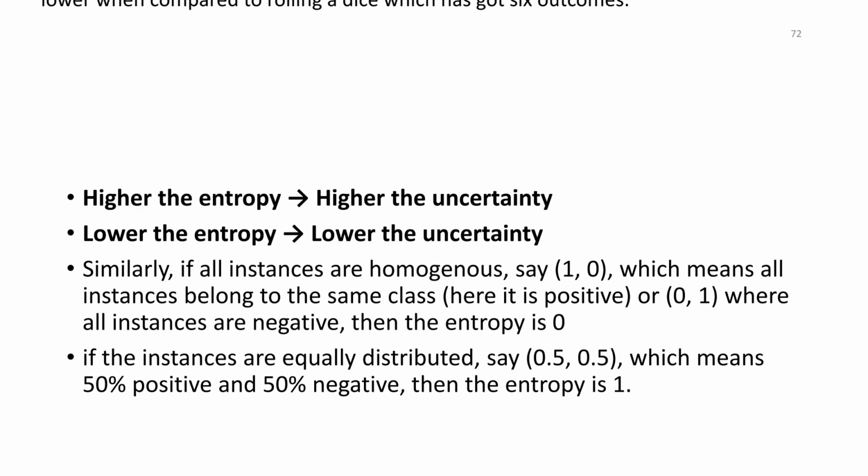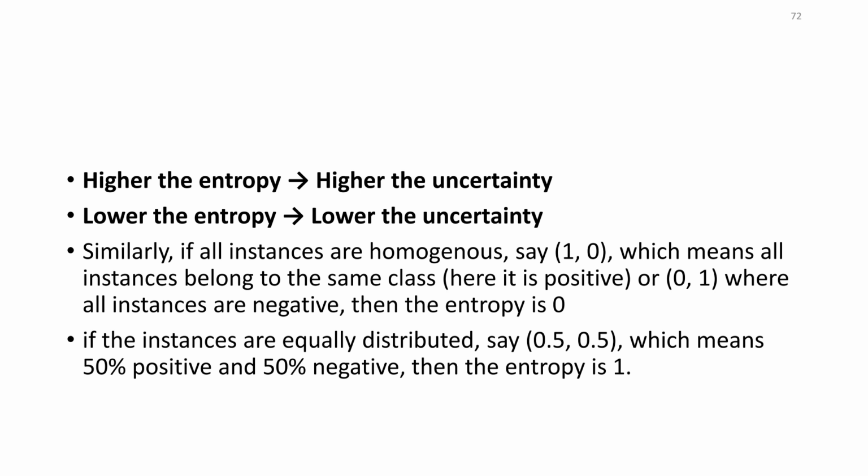Higher the entropy, higher the uncertainty. Lower the entropy, lower the uncertainty. For example, if there are two classes, pass/fail, yes/no, true/false, and one class has the entropy value 1 and the other is 0, which means that the one positive class is homogeneous and the negative class is not there. In this case, entropy value is 0.